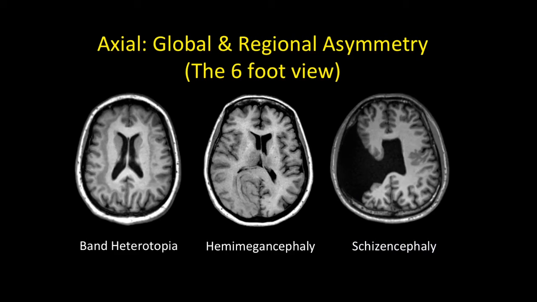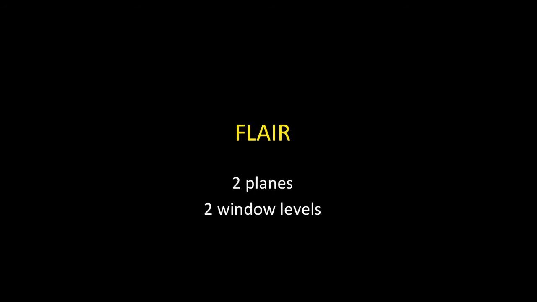You want to look for right versus left comparison, and then anterior versus posterior comparison. And also you want to look for second lesions and even third lesions in this patient with schizencephaly and missing septum, septo-optic dysplasia. Okay? Let's move on to the FLAIR.